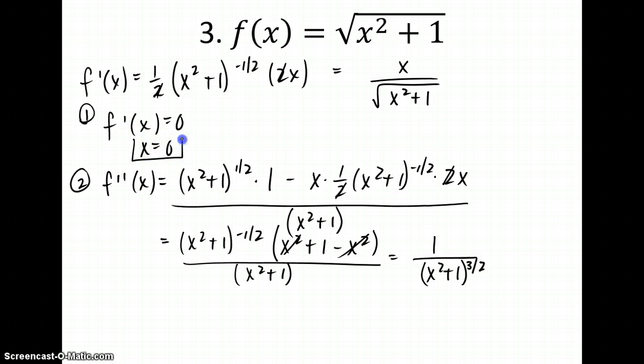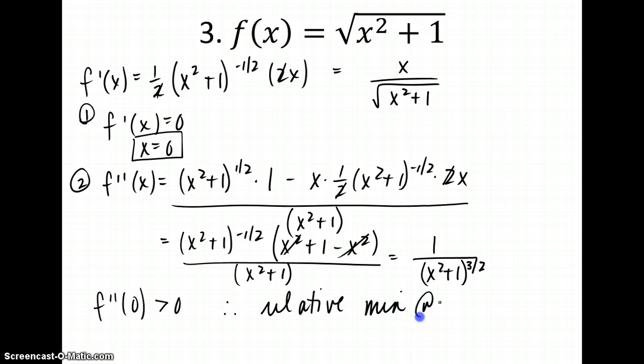So we take our critical number where the derivative equals 0. When I plug 0 into the second derivative, I would get a positive value. Therefore, a relative minimum occurs at the point (0, 1). Okay, again, because f of 0 would be the square root of 1.